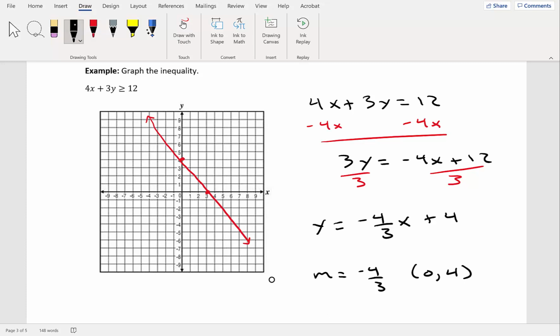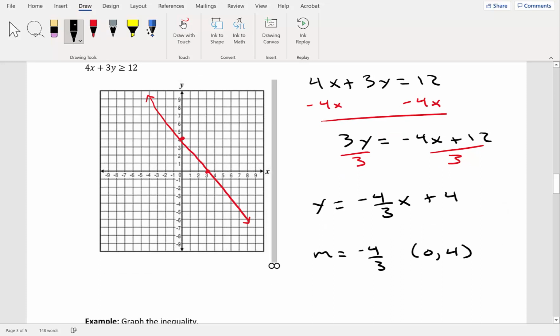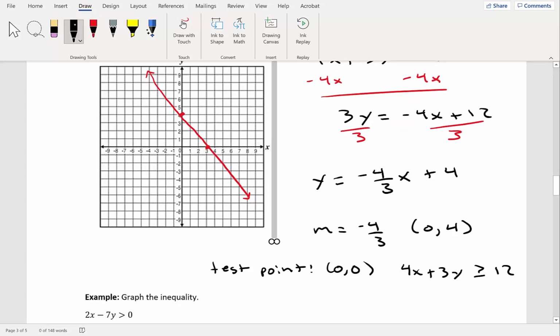Okay. But now we have to determine what side to shade in. So let's go ahead and pick a test point. Remember, you can choose anything that you want as long as it's not touching the line. So once again, we could use the origin, and we're going to plug it into the original inequality and see if it gives us a true statement. So we have 4 times 0 plus 3 times 0 greater than or equal to 12. We want to see if this is true.